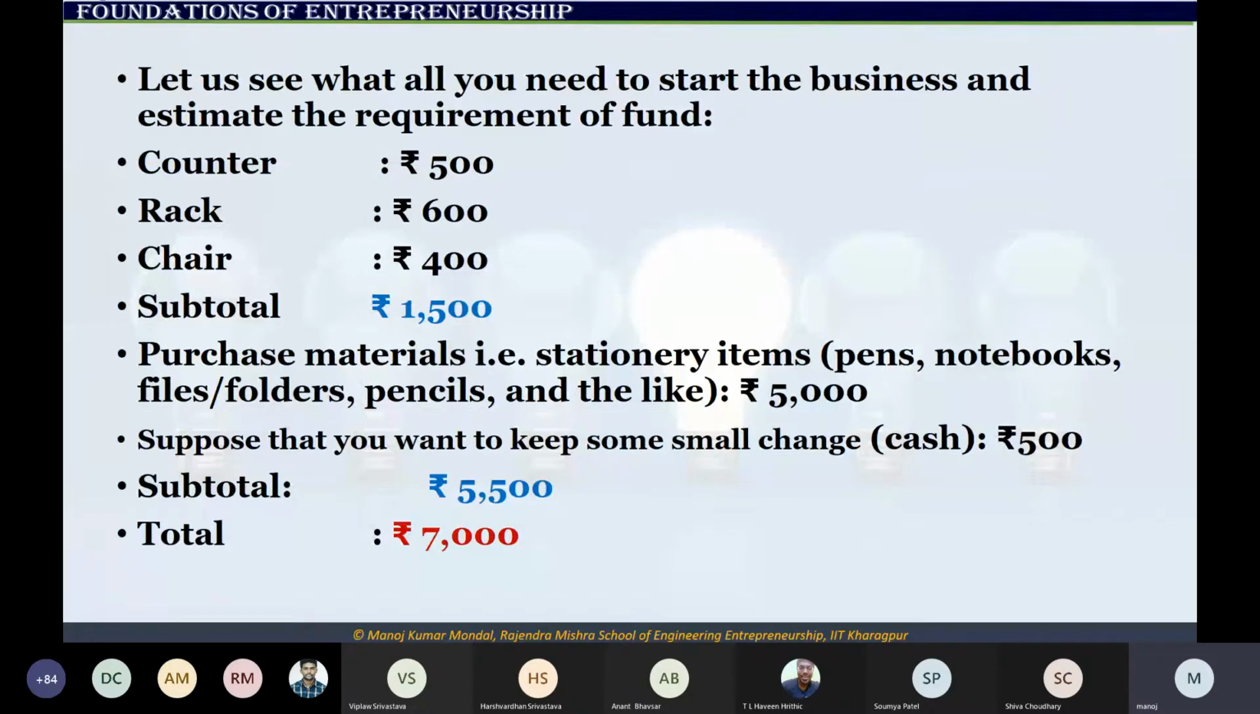Now, just imagine that you have only 100 pens in your store. What is happening? Now, suppose you have 100 pens in your store.